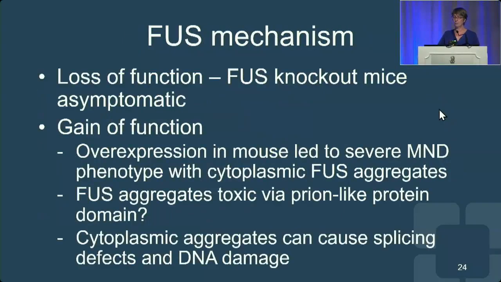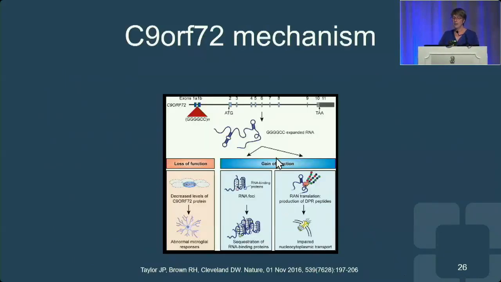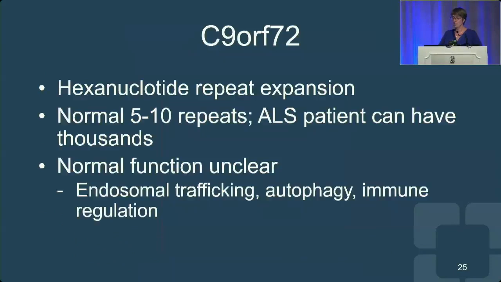Oh, that's right. So I got some of the slides mixed up. I apologize. So the C9 open reading frame 72 is a hexanucleotide repeat. A normal individual will have 5 to 10 repeats. ALS patients can have thousands. And so what we think is that there's this gain of function that leads to this sequestering of the RNA binding proteins or some sort of issue with the nucleocytoplasmic transport.